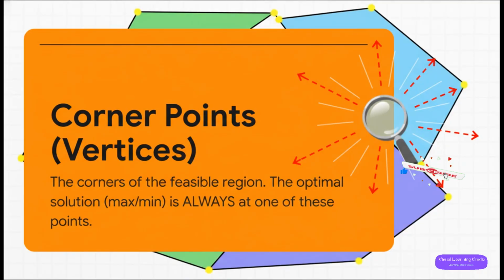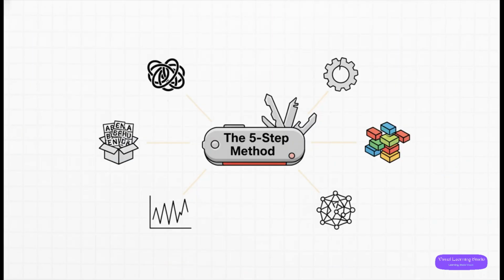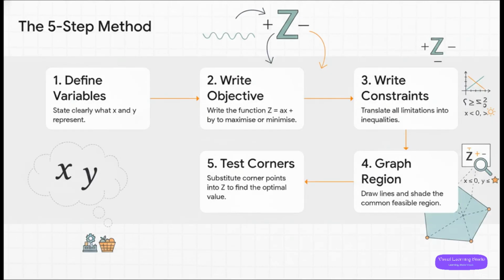And here is the absolute golden rule. The answer is always hiding at one of these corners. And get this, there's a foolproof method that solves every single one. Same 5 steps every time. So let's break it down.